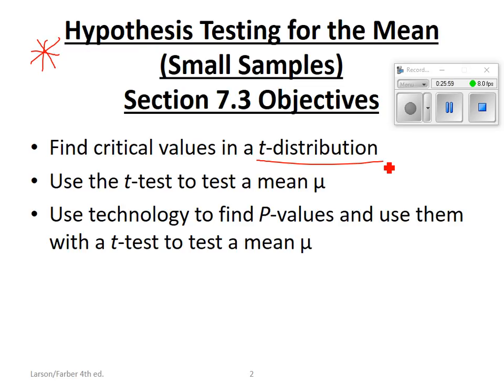Use the t-test to test the mean. Use technology. I think today, because I'm not feeling real well, we're going to use technology a lot. We're going to use a calculator because I don't feel like working stuff out longhand. It's not going to help Jacob out, but you're just going to have to live with it. I'm just kidding. It probably will work a couple of them out longhand.